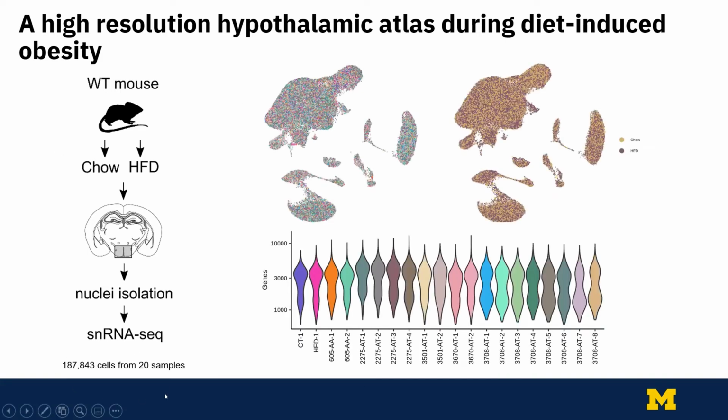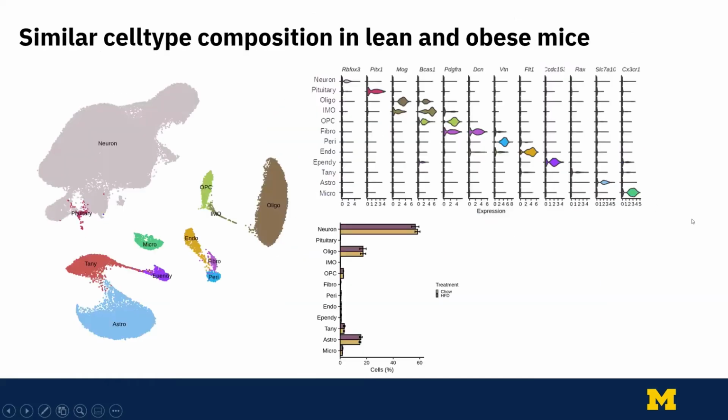So in this data set, we now have 20 samples from across the hypothalamus, including some micro dissections of the arcuate, VMH and DMH, encompassing about 187,000 cells. You can see there's good depth, well mixed by sample, and well mixed by treatment. We were able to identify all the expected cell types in the hypothalamus.